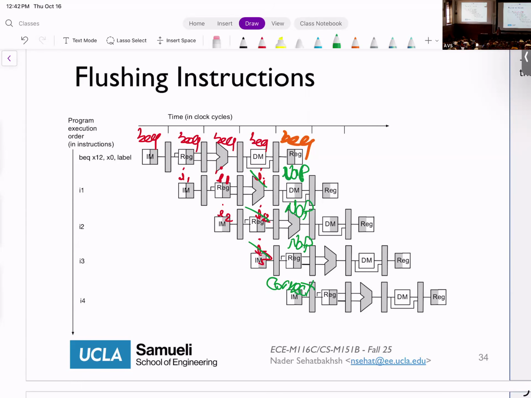Yes. Instead of stalling, we make a prediction. We let the instruction continue, and then if we make a mistake, we flush. And again, if you remember, make the common case fast, right? That's the golden rule in computer architecture. If the common case is optimized, then you're going to get benefit. If you are correct more often than you are incorrect, then you're going to get an overall performance benefit.